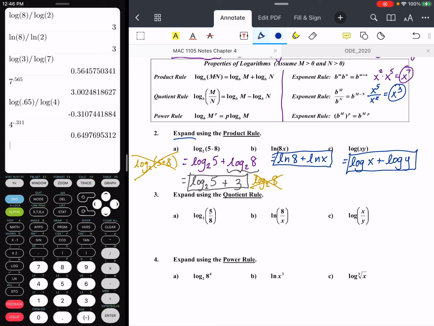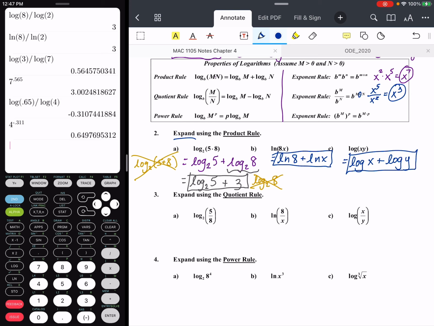So quotient rule for logs, log base b of m divided by n. There's our quotient in there. We're going to split the log in two. So log base b of m divided by n equals log base b of m minus log base b of n. So just like with our exponents, we subtracted. With our logs, we're going to subtract as well.